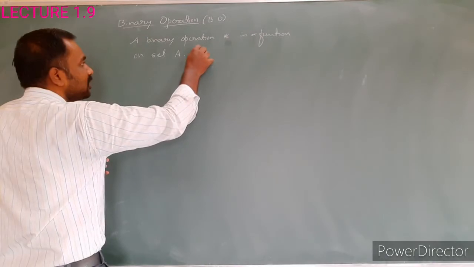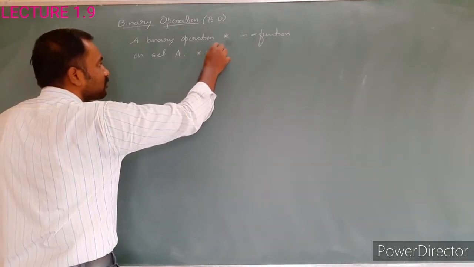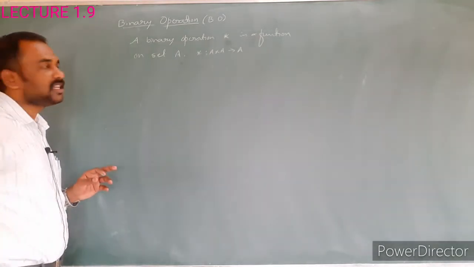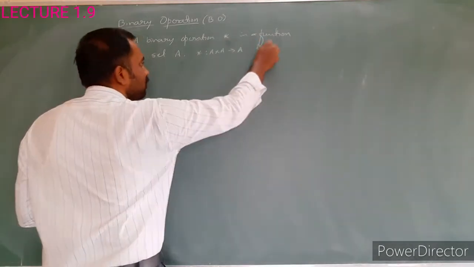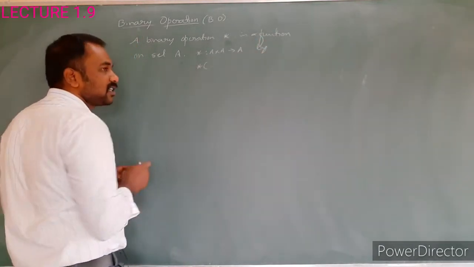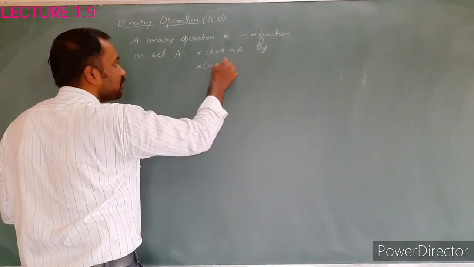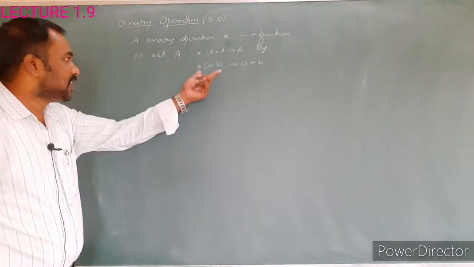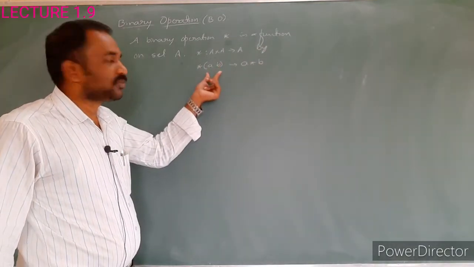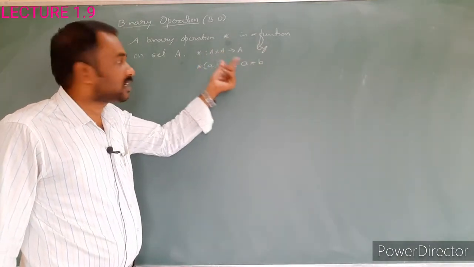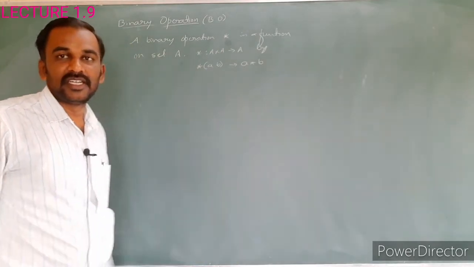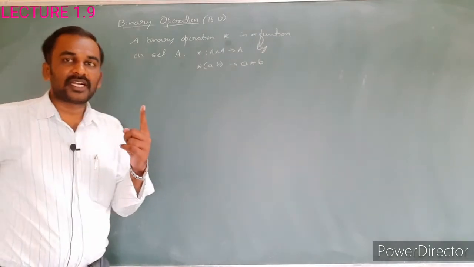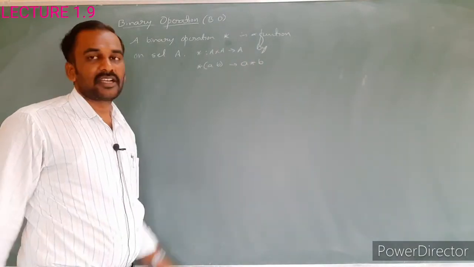So star is denoted by, star is a function from A cross A into A. It is defined by star of the Cartesian product, that is star of A comma B is given by A star B. Star of A comma B, the ordered pair A comma B is the domain set and the codomain set is A star B. After taking the binary operation, we will get only one element, that is the required element.